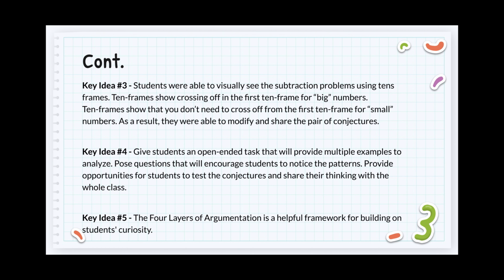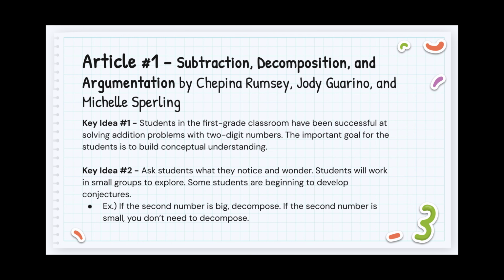So for key idea number 3, students were able to visually see subtraction problems using 10 frames. The 10 frames show crossing off in the first frame for big numbers, but the 10 frames show you that you don't need to cross off the first 10 frame for the small numbers. So as a result, they were able to modify and share the pair of conjectures. So kind of modify what they said from before for what they are visually seeing.